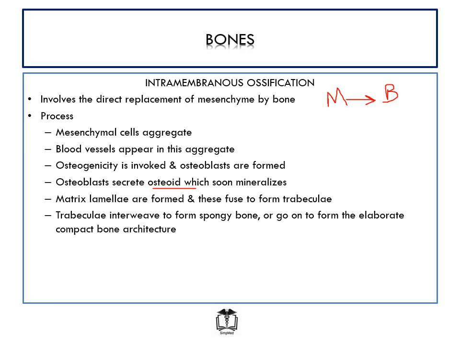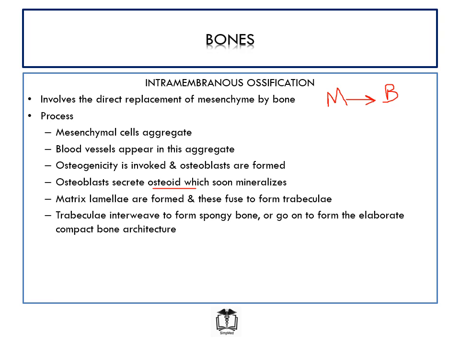This will be laid down initially in a woven form and then eventually in a laminar form. So laminar matrix is formed and then they will fuse together to form a regularly arranged lamella in the compact bone or a Haversian canal in the compact bone. Or they can be fused together to form the trabeculae of the spongy bone. So the trabeculae in the spongy bone are interwoven, and as a result, they give rise to the spongy bone. For the compact bone, the matrix is arranged elaborately to form the compact bone architecture.